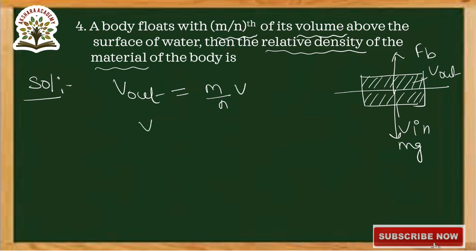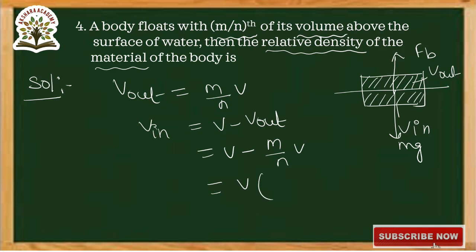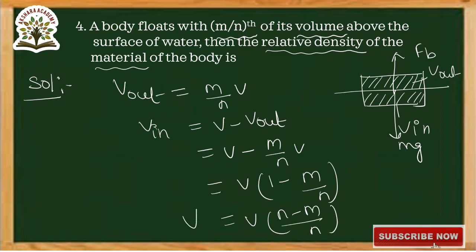So V in is equal to V minus V out, that is V minus m by n into V. Taking V common, we get V into 1 minus m by n. This can be written, taking LCM, as V into n minus m by n. So this is V in, the volume inside.